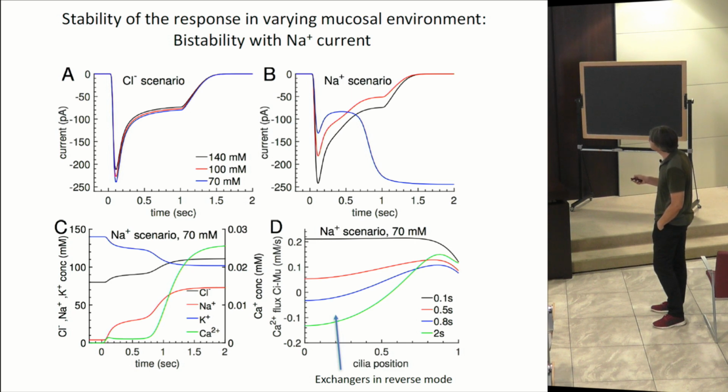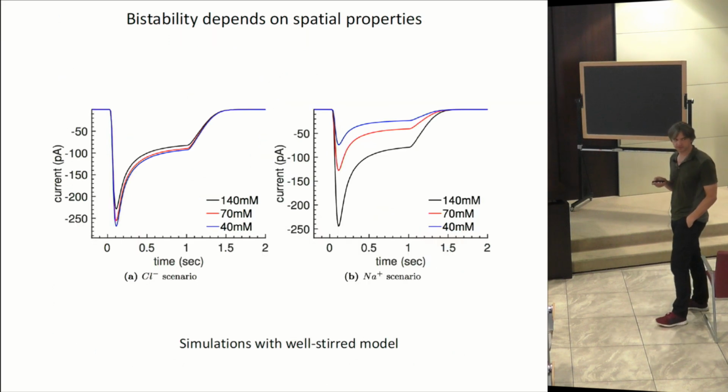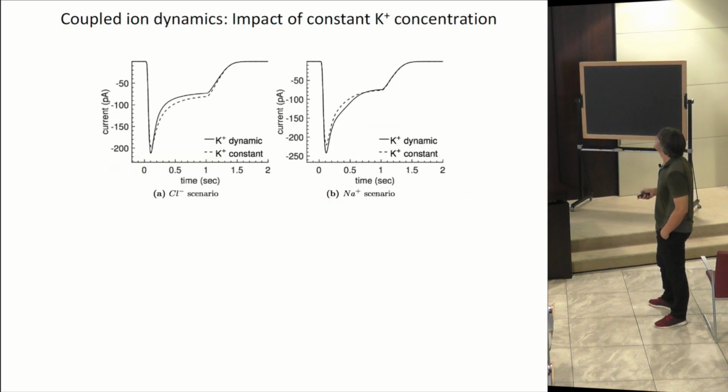For example, in the frontal part of the cilia, the exchangers switch to reverse mode, whereas in the latter part they are in normal mode, they extrude calcium, but here they intrude. So it shows you that the result depends on the geometry and on diffusional properties.